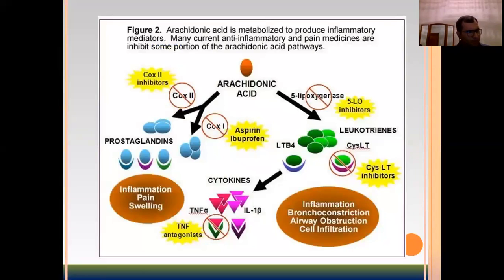So let me explain how this prostaglandin is produced, what the cause is, and how it affects. Arachidonic acid is metabolized and produces inflammatory mediators. Many current anti-inflammatory pain medicines inhibit some portion of the arachidonic acid pathway.